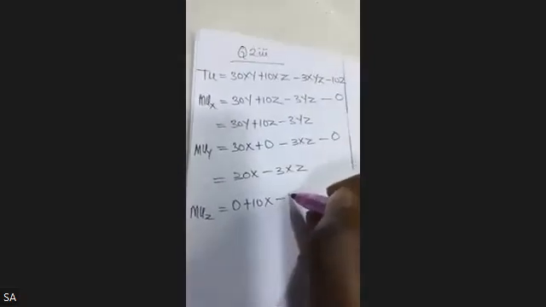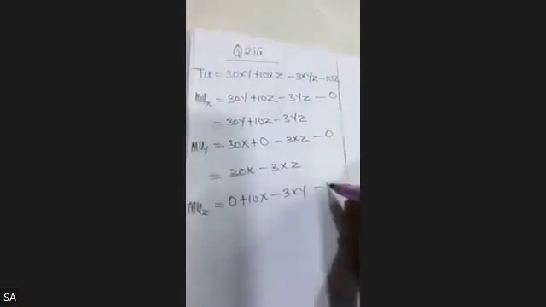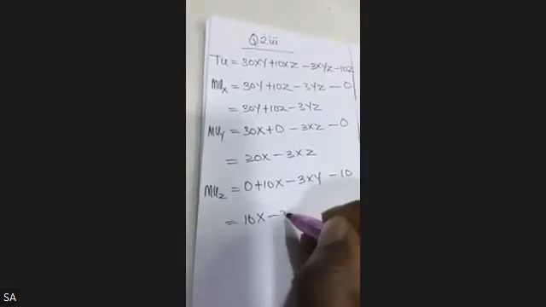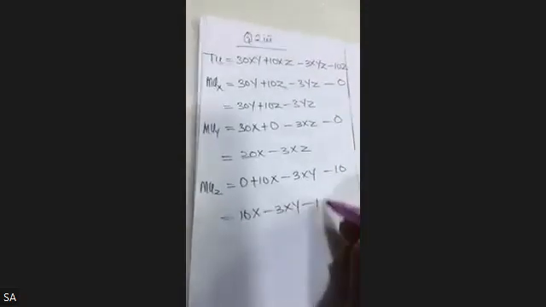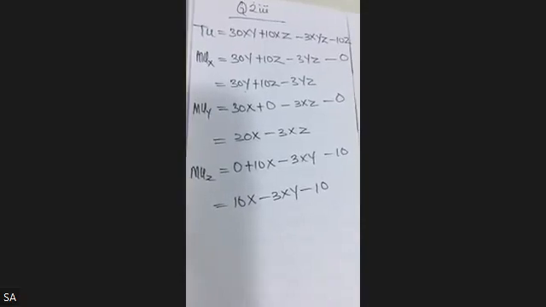Let's go to marginal utility of z. Okay, there is no z here, it is 0. There is z here, which will give us plus 10x. There is z here. We have minus 3xy. There is z here. It will give us minus 10. So final answer is 10x minus 3xy minus 10. So we are done. Let's go to the next question, please.